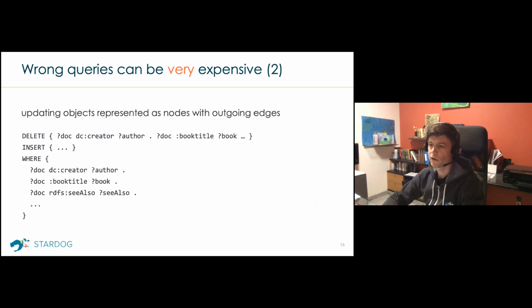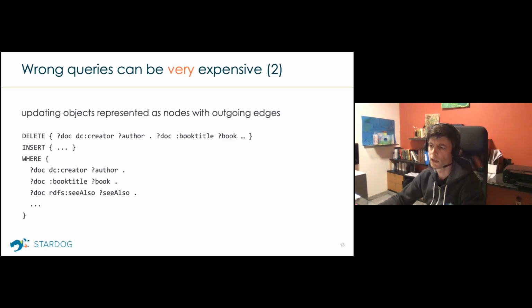Another example when something like this happens is when people update objects in their database. When people use RDF to store objects with properties, which is extremely common, it's extremely common that properties of objects will be stored as essentially outgoing edges in the graph.